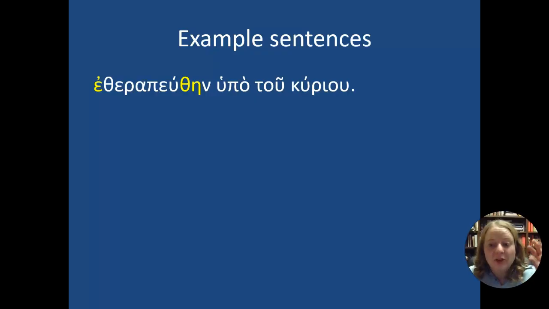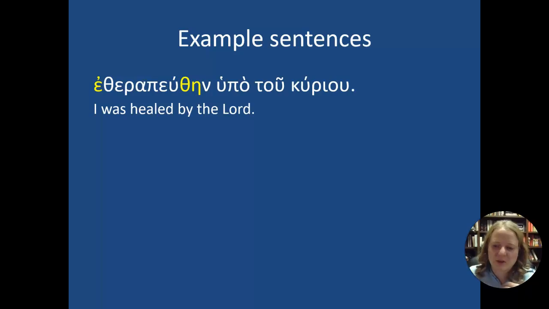And the epsilon is telling you past. That's the aorist one. It's telling you it's an aorist passive. So etherapeuthen hupo tou kuriou would be translated, I was healed by the Lord. And we're going to find out that hupo is often helping us with this aorist passive, that it will tell us who is actually doing the thing to you. But it emphasizes the thing being done to you.